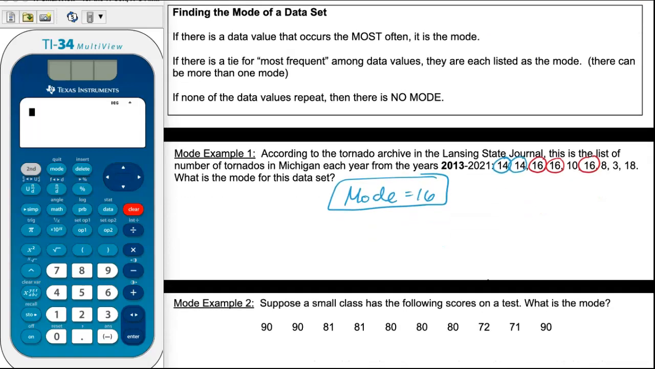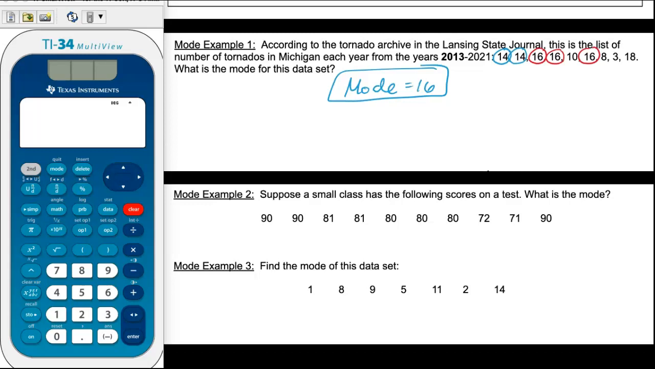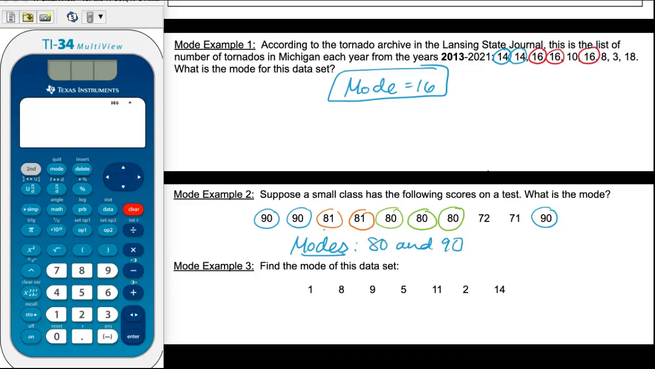In example 2, we're looking at some class scores. I'm going to do the same thing and start circling any values I see repeat. It looks like 90 repeats, and 81 repeats, and 80 repeats 3 times. So I have a tie, because two numbers repeat 3 times. 80 occurs 3 times and 90 occurs 3 times. So here I'm going to say I have two modes, 80 and 90. I don't list 81 because it doesn't occur as many times as 80 and 90.